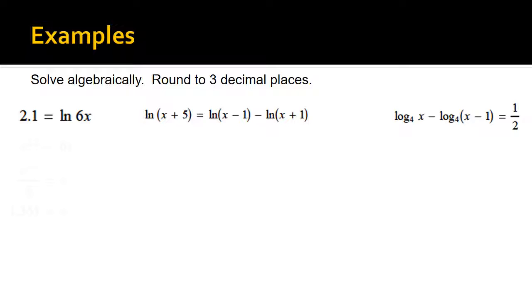So what we did here was rewrite it. Natural log is base e, so e to the 2.1 equals 6x. Divide both sides by 6 and then put it in your calculator.